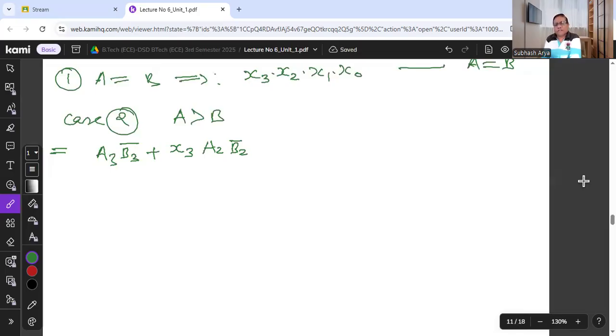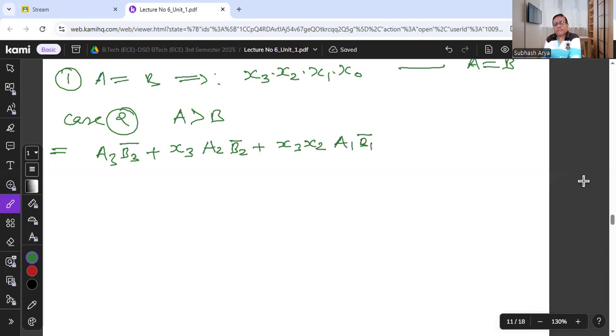Even if this is not the case, then we go for comparing lower bits, provided that these previous two cases have to be considered, like X3 then X2. Then we have A1 B1 bar, meaning the third lower bits are being compared. Then only we can say A is greater than B.